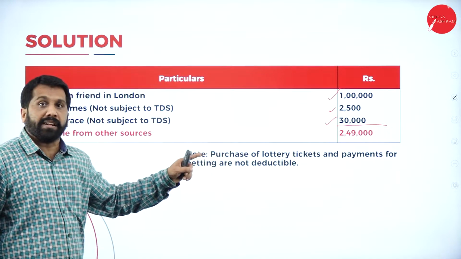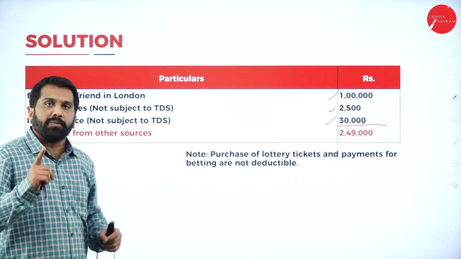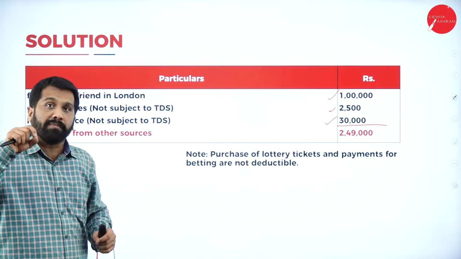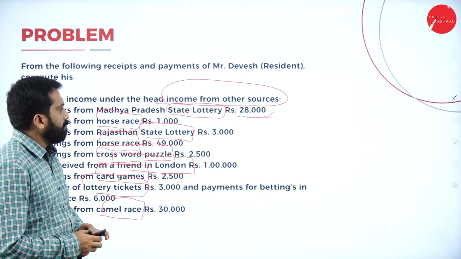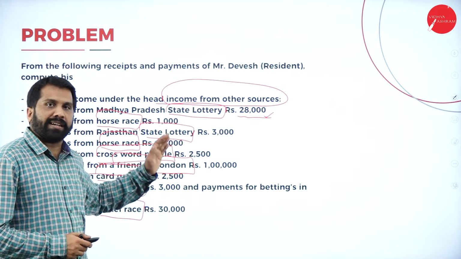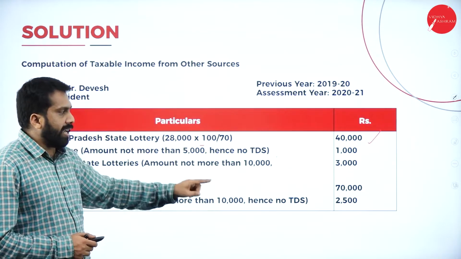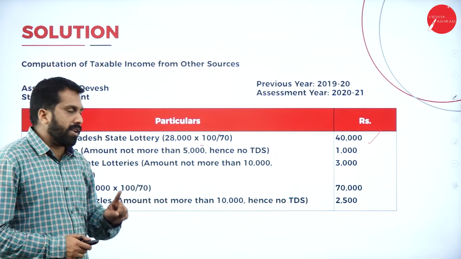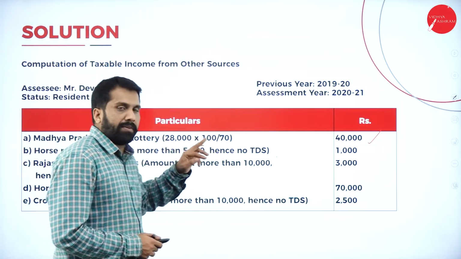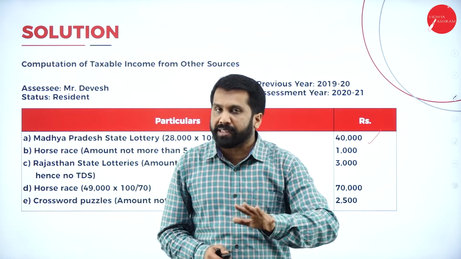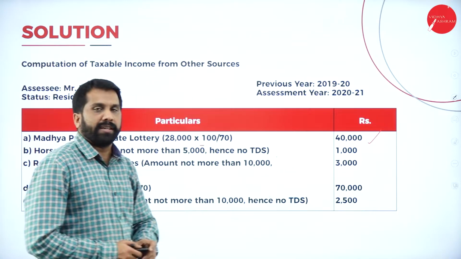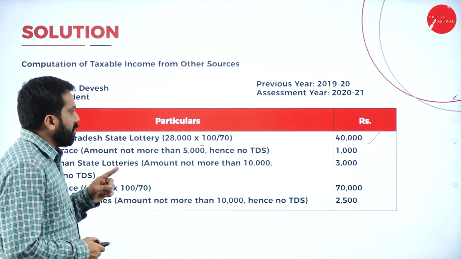We are not calculating taxable income from other source. We are calculating income from other source. Simple. Whatever is given in the question, take everything, just add and write. Clear? But you have to mention up to what limit it is, up to 5,000, up to 10,000, that you are supposed to remember. This is your second problem.